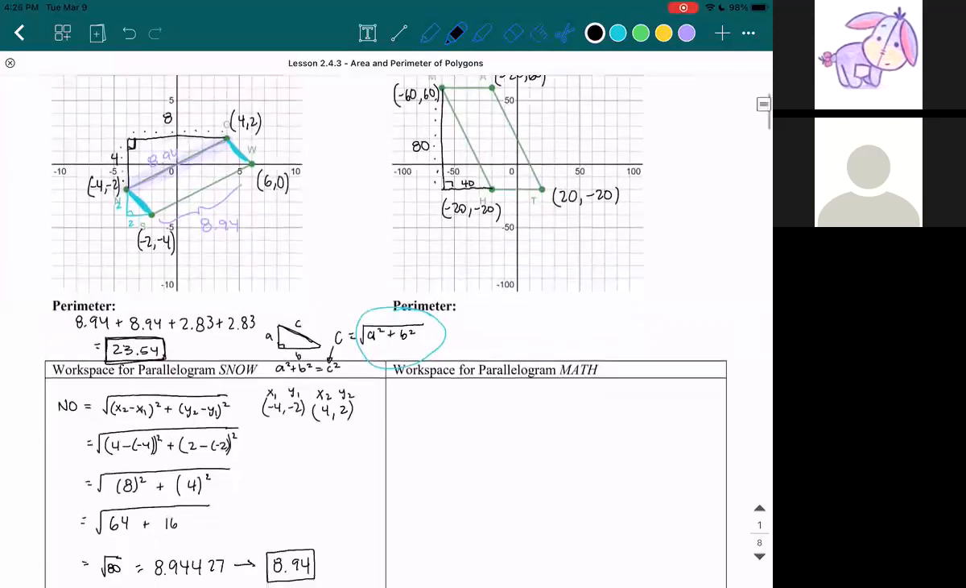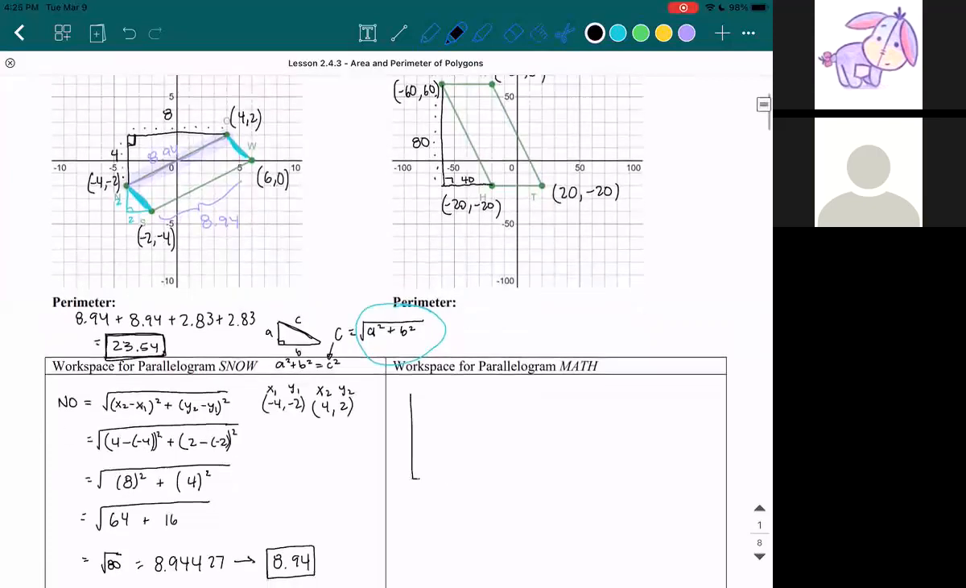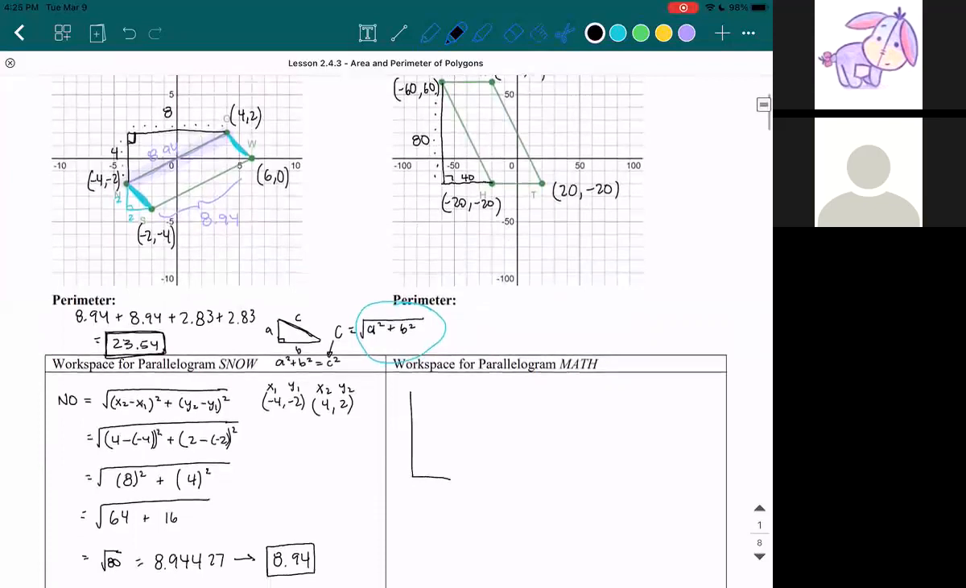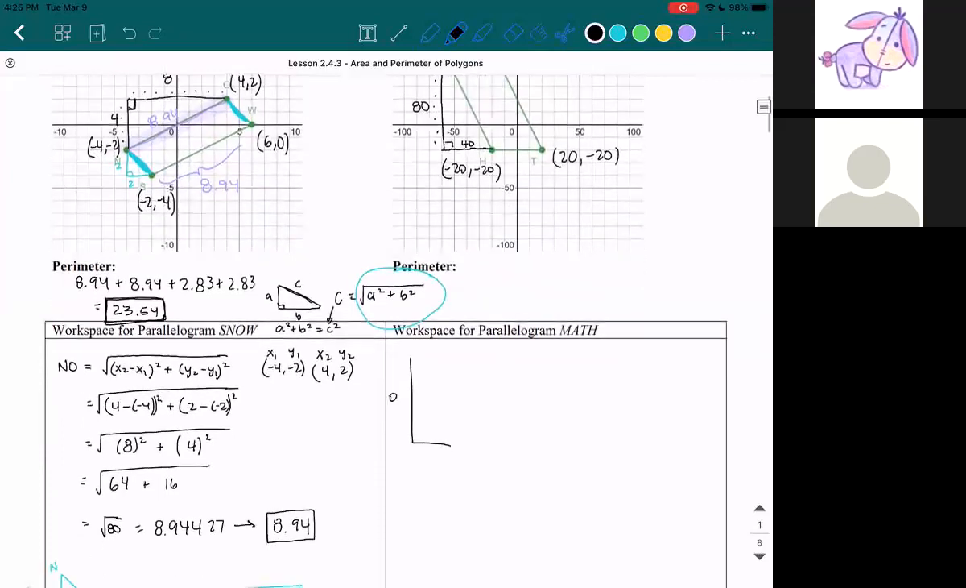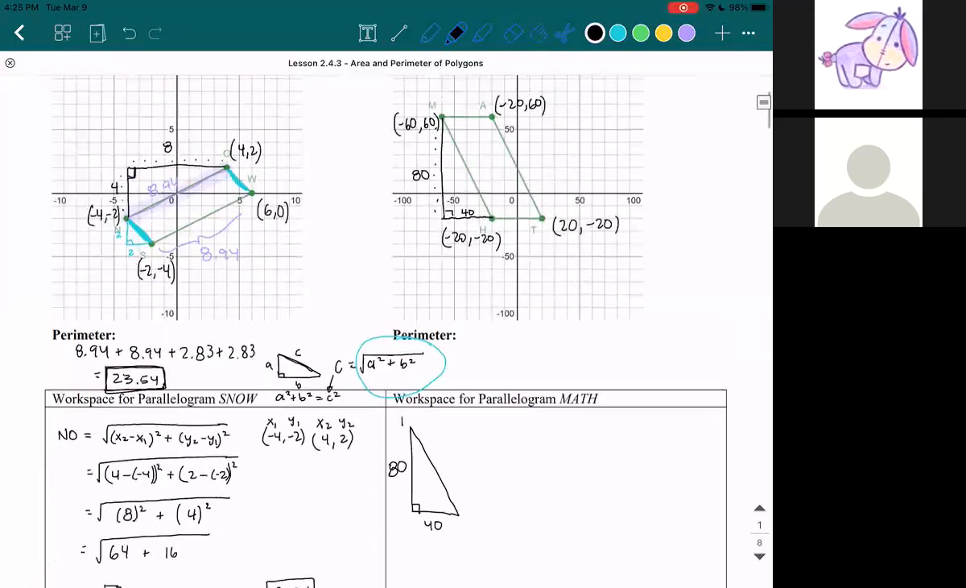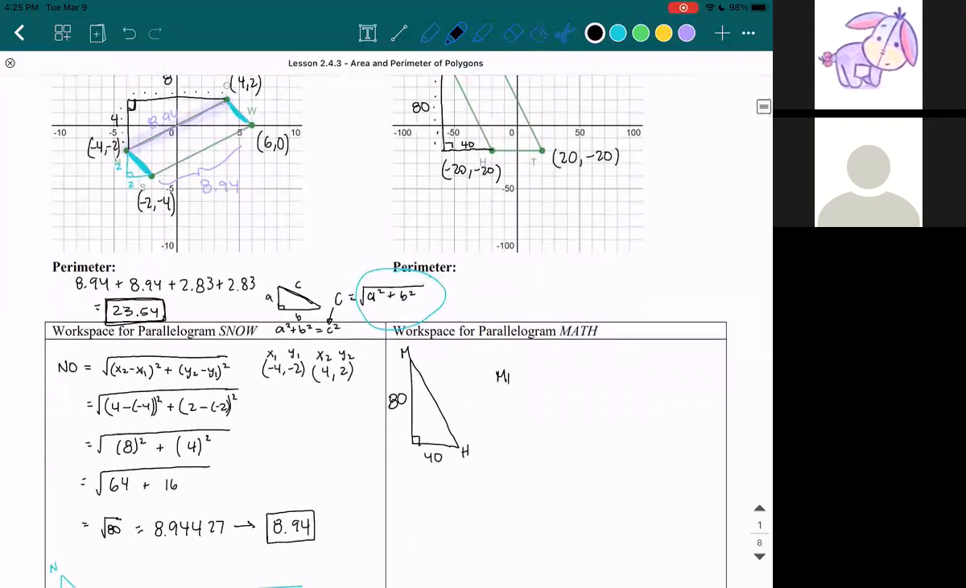Okay, so I'm just going to draw that triangle over here. Well, I love when I try to write and it doesn't write. Okay, 80 and 40. And we're going to try to find the length of MH. Okay, so MH. So we're going to use the square root of a squared plus b squared.